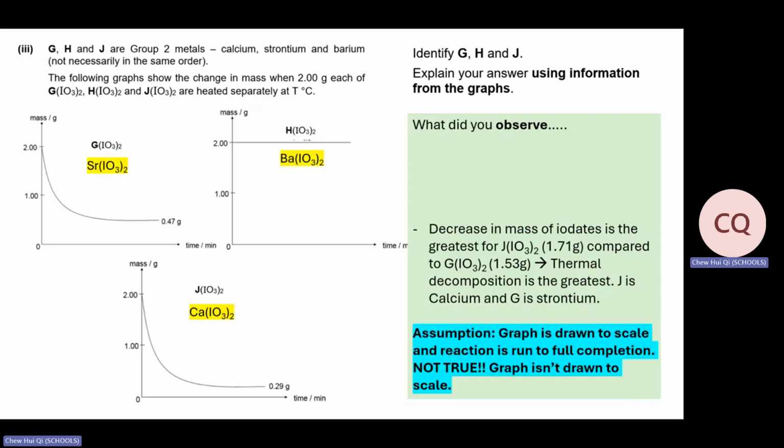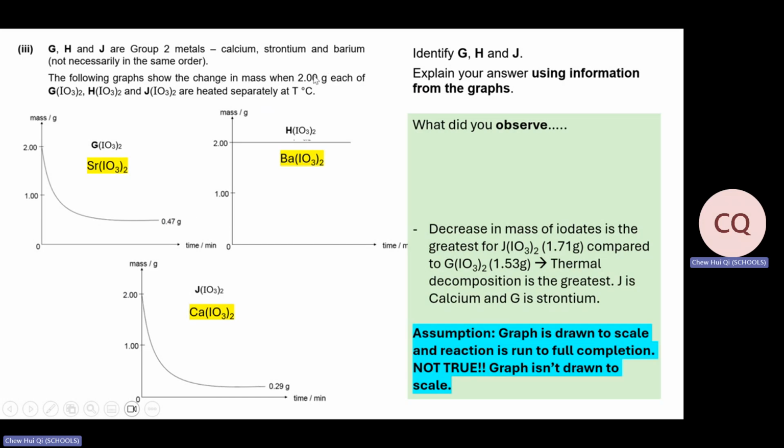Now, this question, can I have your attention, please? This is a 4-mark question, so I want you all to pay attention to the approach of this question. They are telling you that G, H and J are group 2 metals. You have calcium, strontium, and barium. They are not in the same order. And these are the graphs showing the change in mass.